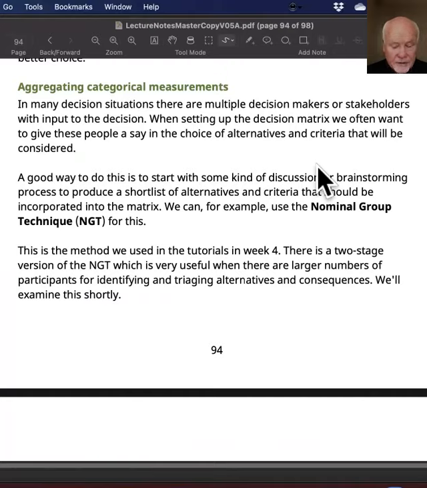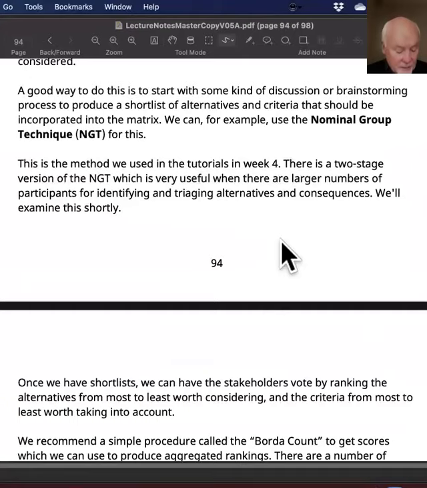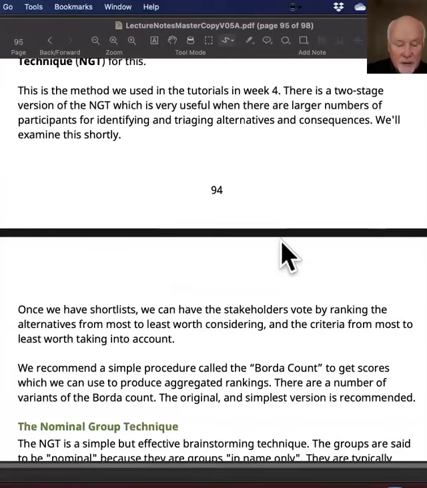So one really good method in practice is what's called the nominal group technique. And we did a little exercise with this in the tutorials last week. I explained it there, and people had no trouble doing it very well. The basic idea is it's a kind of brainstorming technique. I've almost always done it in a room where I have a bunch of people, and it can be a fairly large number of people.